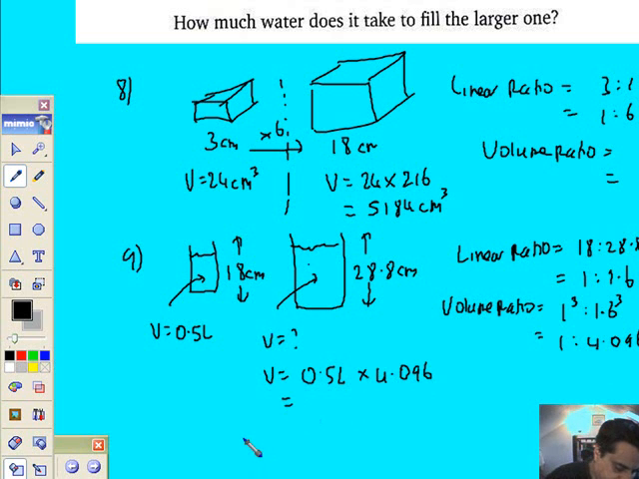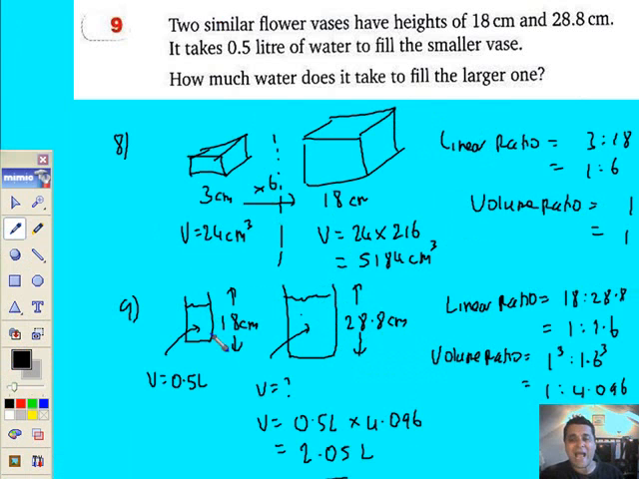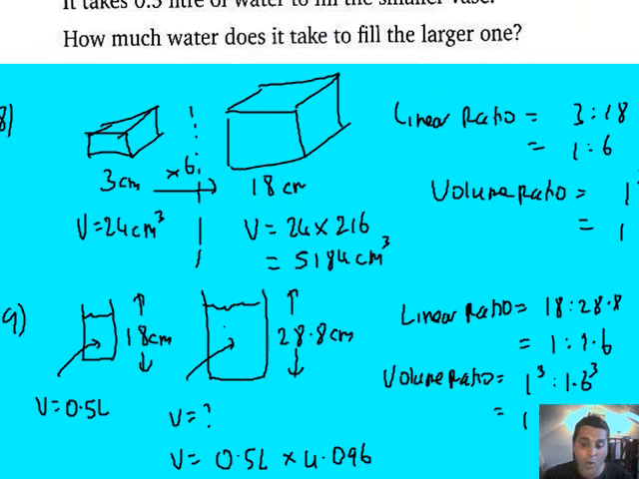So 0.5 times 4.096 gives me a volume of 2.05 litres, say. Now that's about 4 times as big, isn't it? But it's not 4 times as tall, is it? Look, it's only a little bit taller, 10 centimetres taller, and yet it contains almost 4 times the volume, in fact more than 4 times the volume. Why? Well, the ratio is greater than 1 to 4. It's 1 to 4.096.